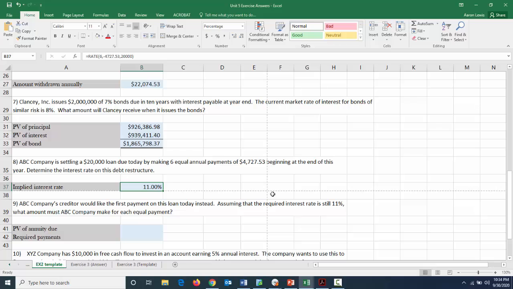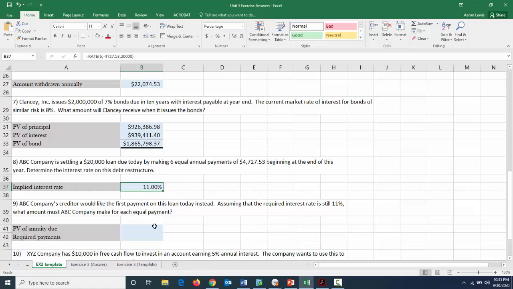Next up, in question 9, ABC Company's creditor would like the first payment on this loan today instead. So we had to wait to the end of the year in question 8. Now we have to make a payment at the beginning of the year, which means our series of payments is no longer ordinary. It is an annuity due. We're going to assume that the rate is still the 11% that we found above. What amount must ABC Company make for each equal payment?